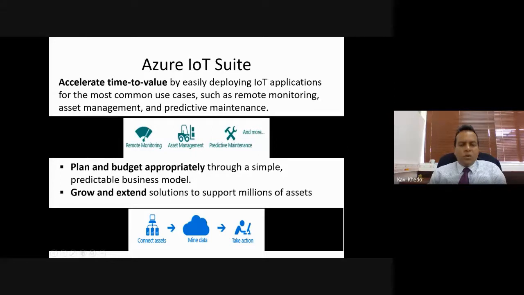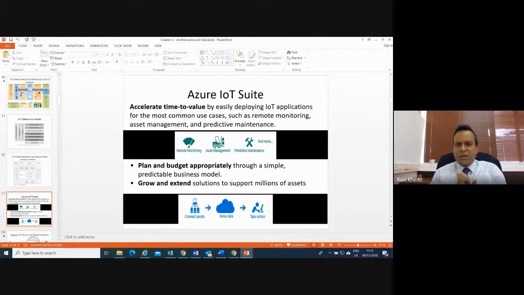This is something you should be aware of. Most of the platforms that I will discuss with you have a plan and budget appropriately through a simple, predictable business model. Very often it is pay per use. Pay per use means it depends. Maybe I can put the question to the class: how do you think those companies, whether Google, Microsoft, or Amazon, will charge you? Because you are connecting your sensors to their platform, and eventually your data is going on their cloud service, and you are accessing the data from their cloud. How do you think they will charge you?